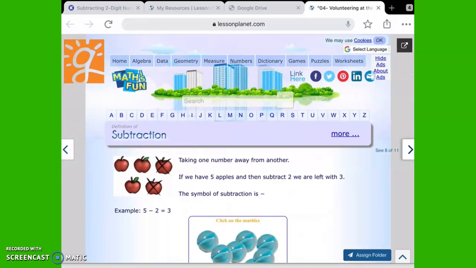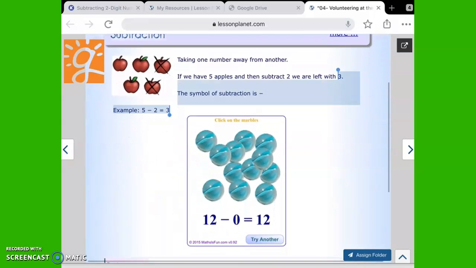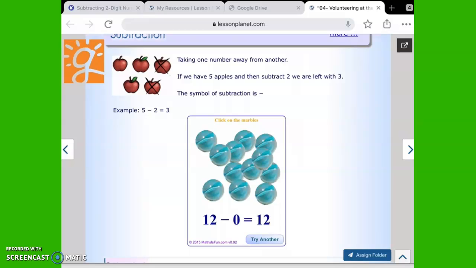Next, on slide 8, you're going to see a review of one-digit subtraction. Down here, we have some pictures of apples, and it talks about how 5 minus 2 equals 3. So we have 5 apples, we're going to subtract 2, and we're going to be left with 3. This is just a quick review of one-digit subtraction.